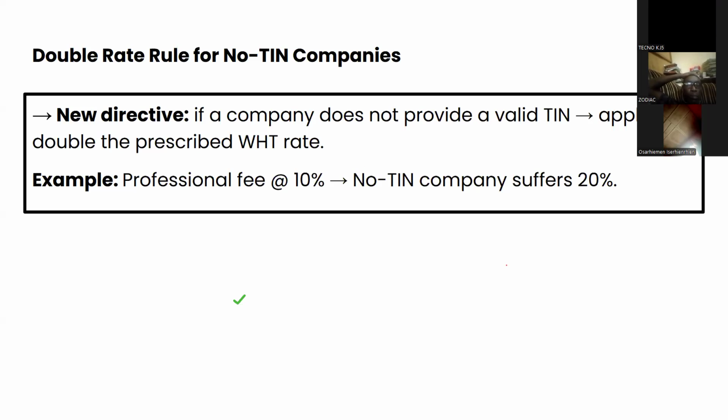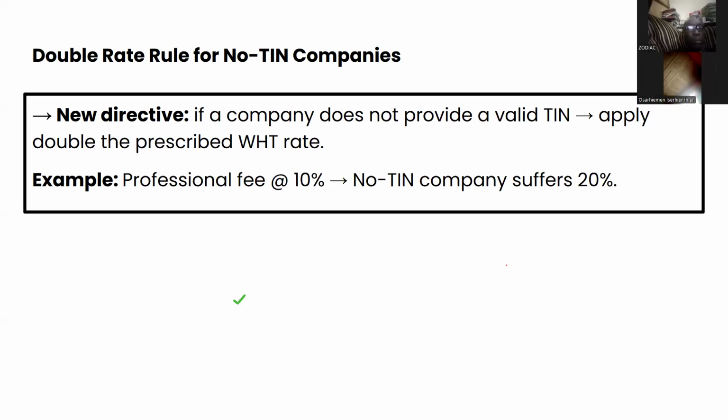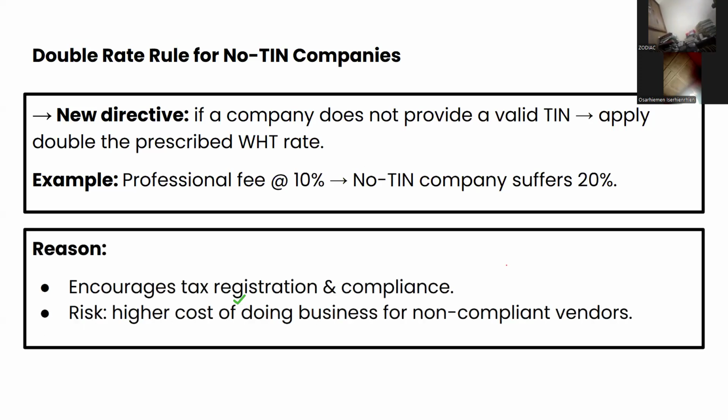So if a company, you are supposed to charge 10% withholding tax, for instance, and the company does not have a TIN, the law is mandating you to take 20%. So this is to encourage companies to jump into the tax net, to get a TIN and jump into the tax net. So if you are carrying out a transaction with a company that doesn't have a TIN, the withholding tax rate should be double. That was one of the updates in the act.